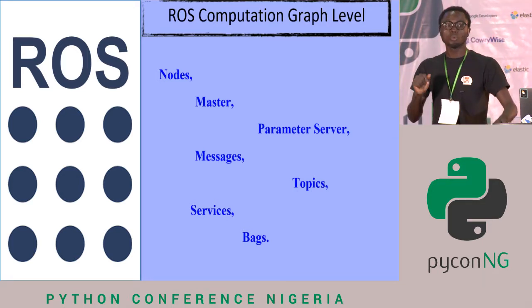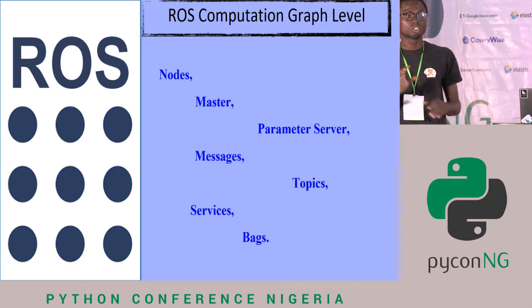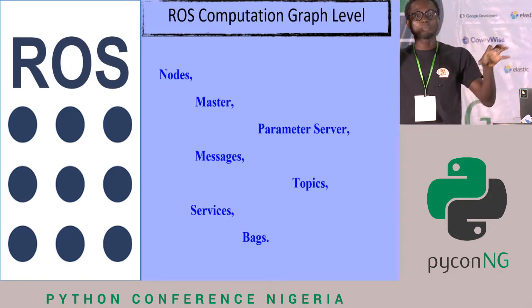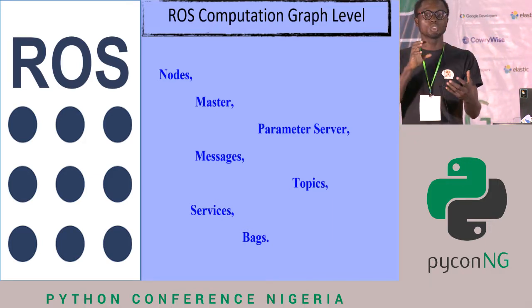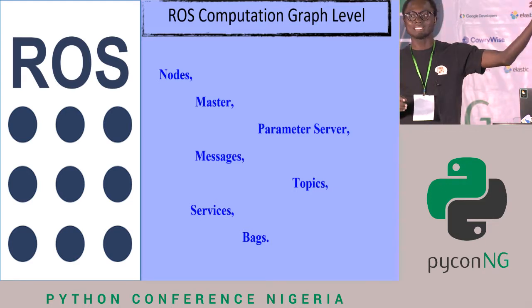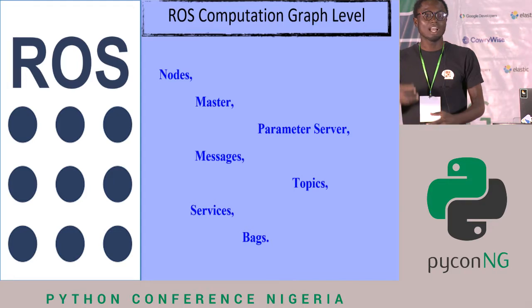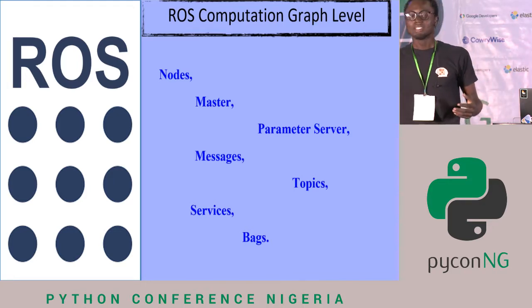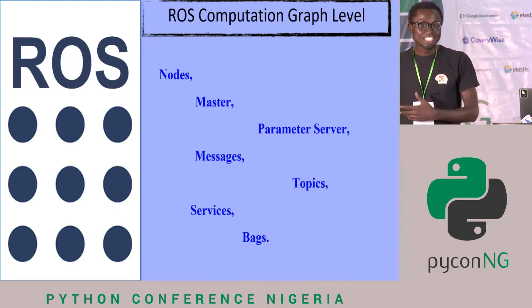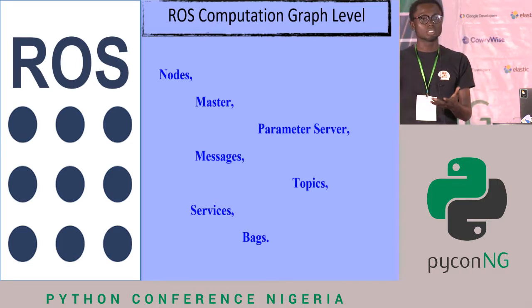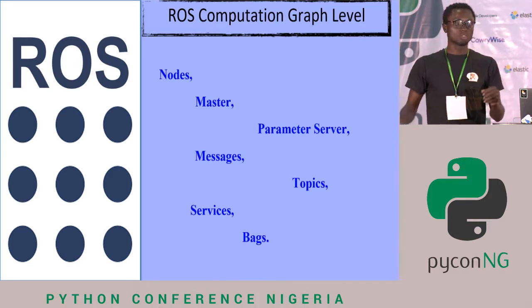So what is a node? In a robotics system, you have different processes. You have a process that takes data from the sensor, a process that processes that data, and a process that moves a particular part in the world. Those processes are nodes in ROS.